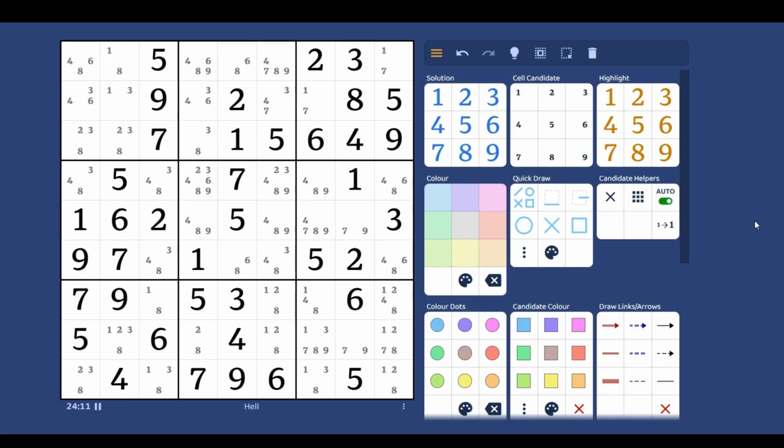A Nishio forcing chain is a chain that starts with an assumption about the state of a certain candidate, and then you look at the implications of that chain. So basically, you guess whether a candidate is going to be true or false, and then you see what happens. And if down the line you run into a contradiction, then you know your initial assumption was wrong.